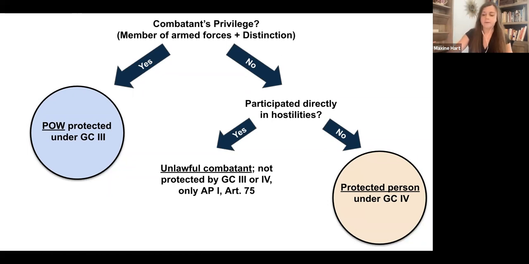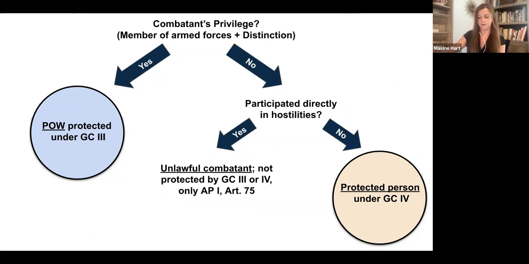The argument in favor of this is that we shouldn't privilege those who don't comply with the conditions for a status compared to those who do comply with the conditions for a status under international humanitarian law. And also the Fourth Convention, the title of the Fourth Convention refers to civilians, and we generally tend to think of civilians as peaceful.